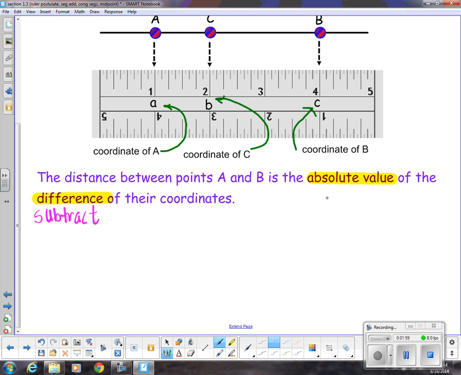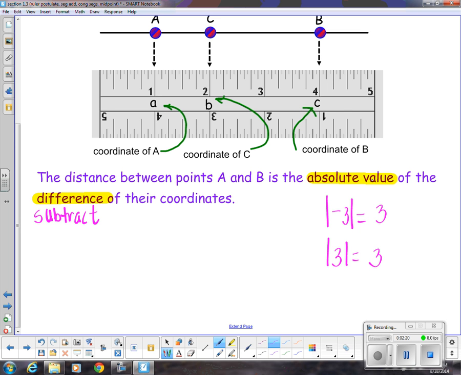And absolute value of a number, the absolute value of -3, is asking how far away from 0 is -3, and we don't care what side of 0 it's on. It is 3 units from 0. Absolute value of 3, how far away from 0 is 3? It is 3 units. We don't care if it starts on the left. We don't care if it starts on the right.